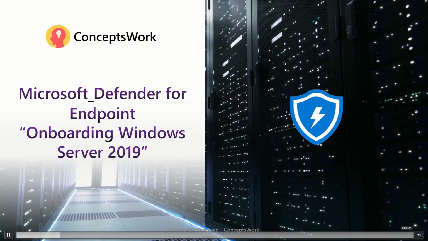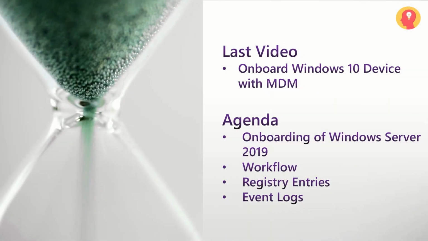Now, if you're watching the series from the beginning, in the last video, we discussed the onboarding process of Windows 10 devices with MDM. In our case, it was Microsoft Intune, whereas in this video, we will be talking about all the basic prerequisites that you have to keep in mind before you start onboarding Windows Server 2019 to MDE. What is the typical workflow model that you should follow? What are the registry entries that you can check before onboarding the machine and after onboarding the machine? And what are the event logs that you can check for performing basic troubleshooting?